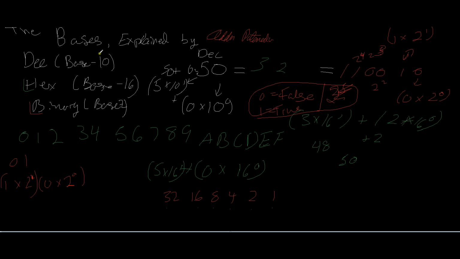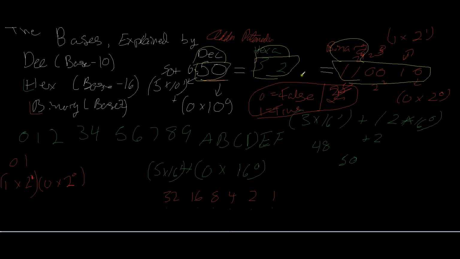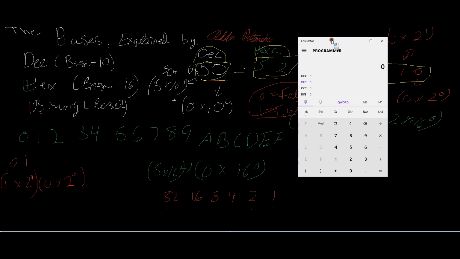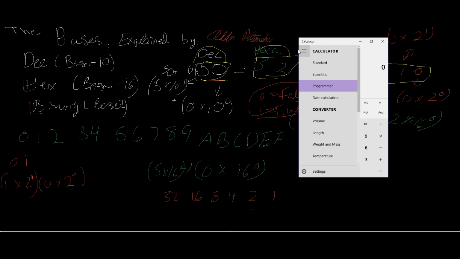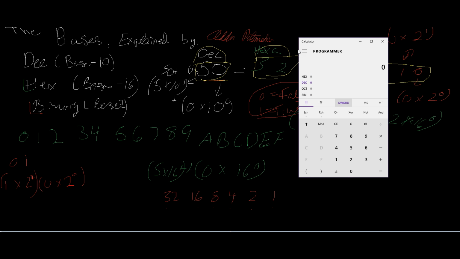Okay, I wanted to prove that these are all the same in their corresponding bases, because this is decimal, this is hexadecimal, and the last one here is binary. So we're going to check with the calculator that comes with Windows. We'll pop up the calculator, and in Windows 10 it looks like this. Then we'll go to Programmer, which I already have.